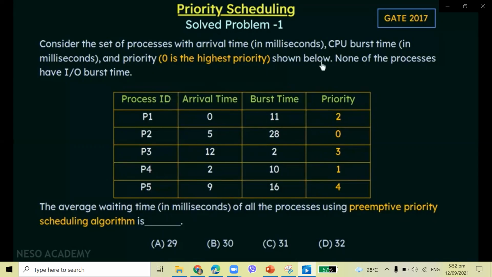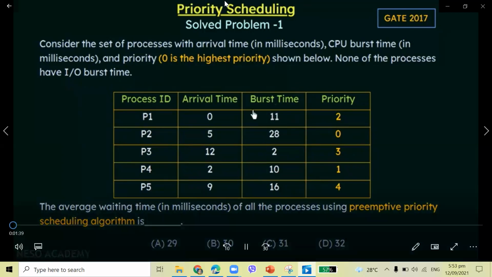And then it is also said that none of the processes have I/O burst time. What they mean by this is that here we are given the burst time, which is the time that a process spends executing in the CPU. And I/O burst time is the time that the process spends for input-output operations. So here it does not have any I/O burst time, and we just need to consider only the CPU burst times which are given here.